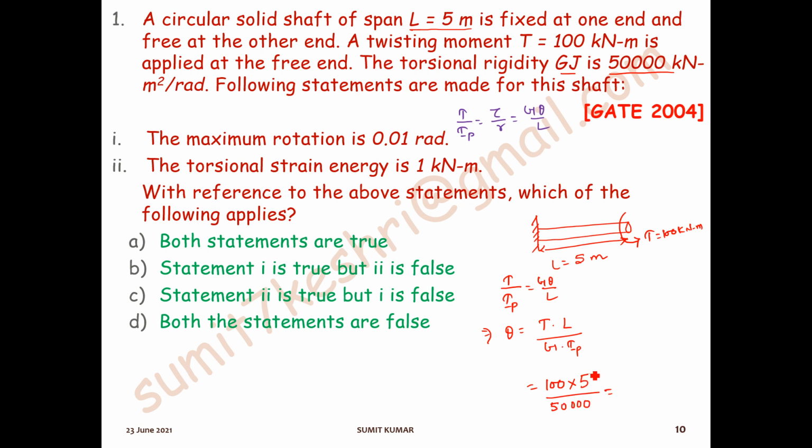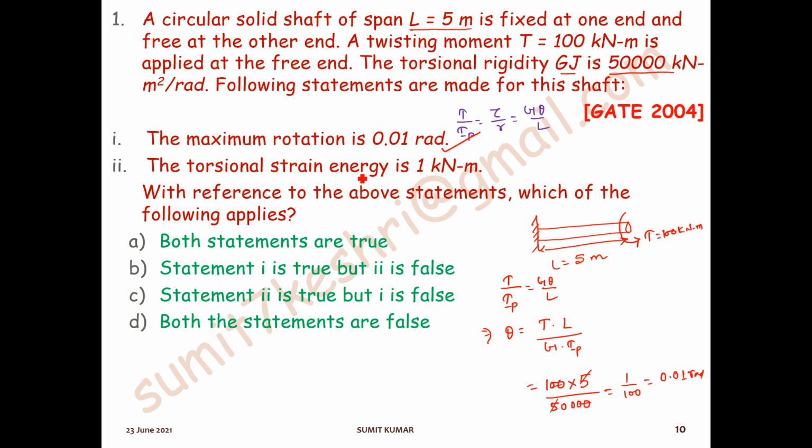Just solve it. You will get the 5 and 5 cancelled, and the two zeros with two zeros cancelled. That is 1 by 100, which is equal to 0.01 radian. So as per the first statement, the maximum rotation is 0.01 radian. So this is the right statement.